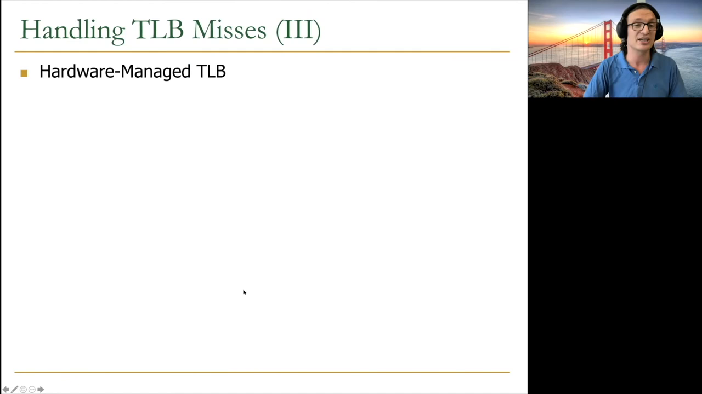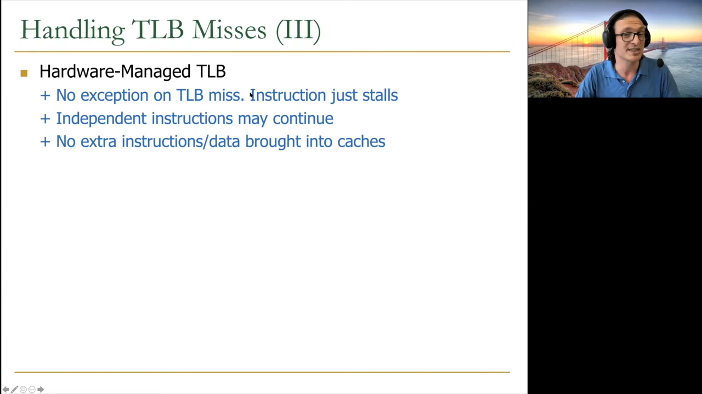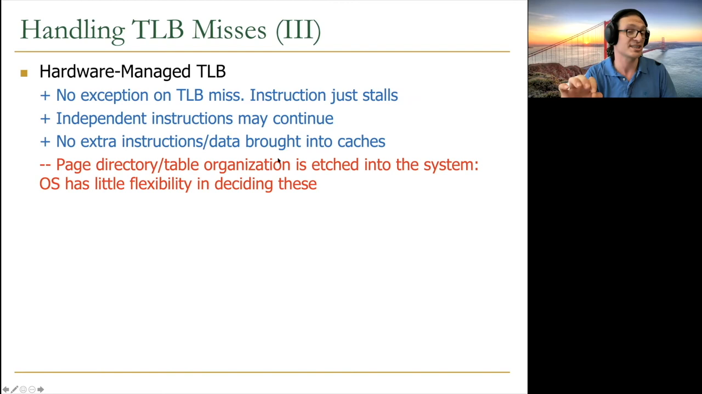Hardware managed TLBs, there is no exception on TLB miss. The instruction just stalls. Other instructions may already be going on in an out-of-order machine. That's great. Independent instructions may continue. And there are no extra instructions, data brought into caches. You don't do a context switch to software. So that's the big advantage, and that's why hardware managed TLBs are commonly used today. But then the downside is the page directory and table organization is etched into the system. The hardware needs to implement that. And if you change it somehow in software, your hardware that manages the TLB is useless now. So the OS has little flexibility in deciding the TLB organization and page table and directory organization.